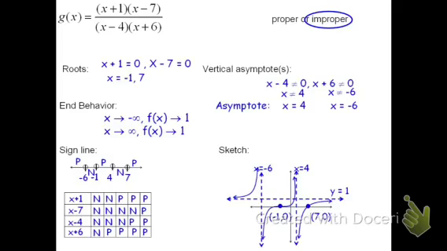Now again, we know that it has to have end behavior where it approaches 1. We can see that on both pieces. It's positive, so it's going to be above the x-axis. And then we can use the sign line to fill in the rest. We can see that we have the 2 roots, meaning it's only going to cross over the x-axis twice. And that's pretty much how this one's described.